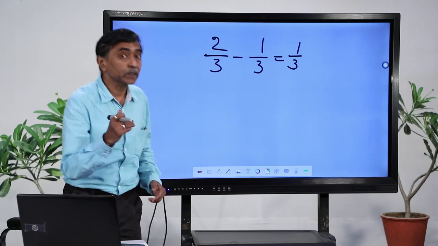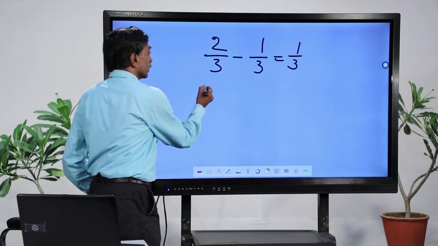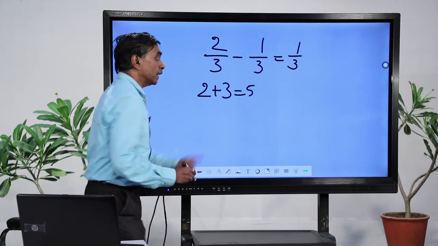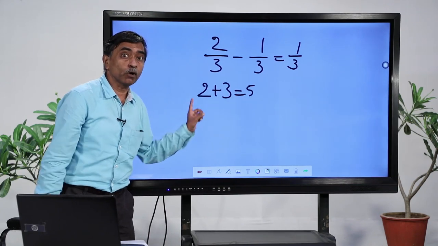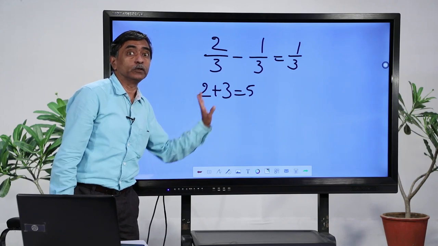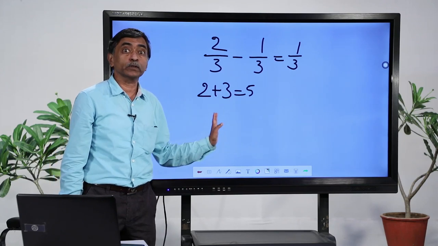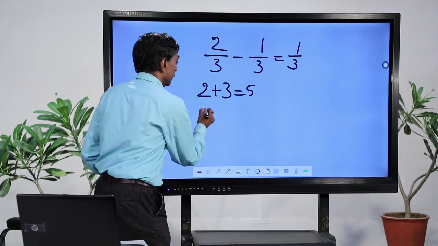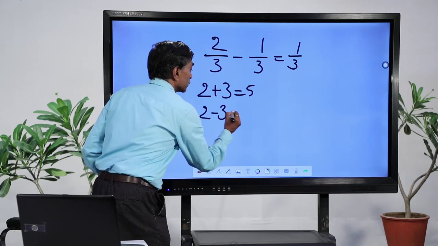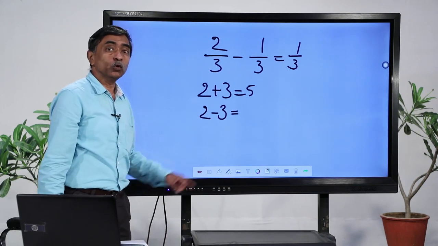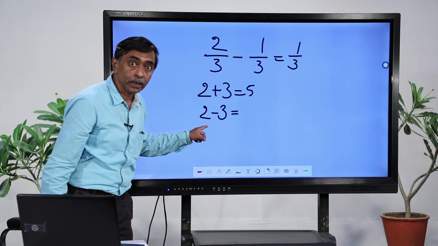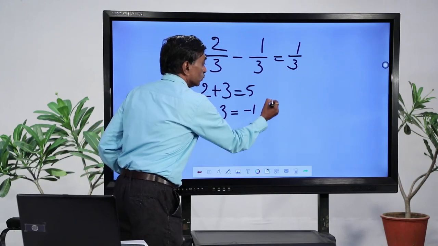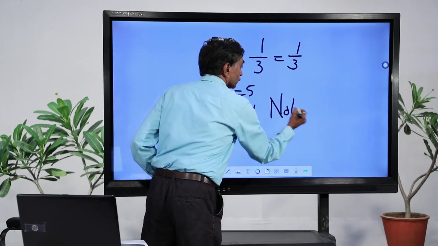Will it hold for natural numbers? For addition, it is okay. You can say that 2 plus 3 is equal to 5. As far as addition is concerned, and when I am talking about the collection of natural numbers, you will find that it is closed under the operation of addition. But will it be closed under the operation of subtraction? Take the same thing here, 2 minus 3. Do you think it will be a natural number? It will not be a natural number. You are going to get here minus 1, which is not a natural number.